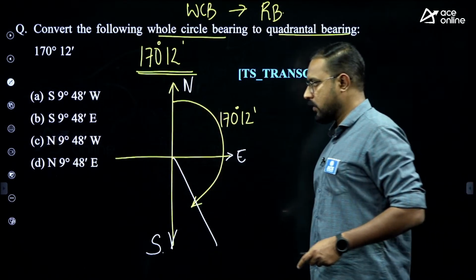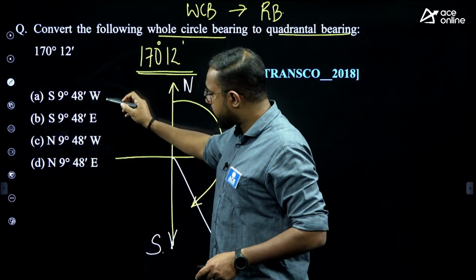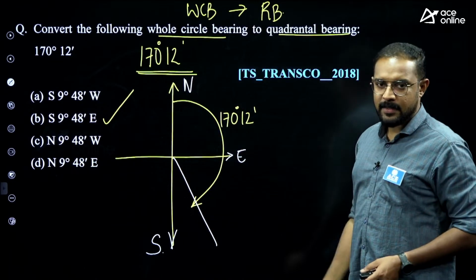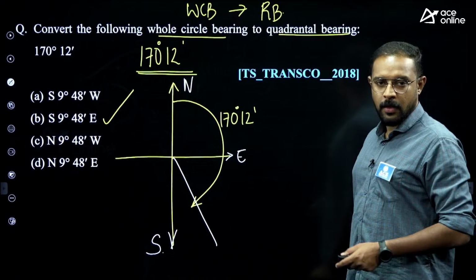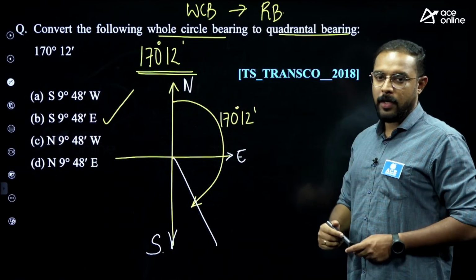Look at your options. How many options are there with southeast as the answer? Only one option is there where southeast is coming. That is your answer. But what if there was one more option with southeast there? Then you have to do your calculation.